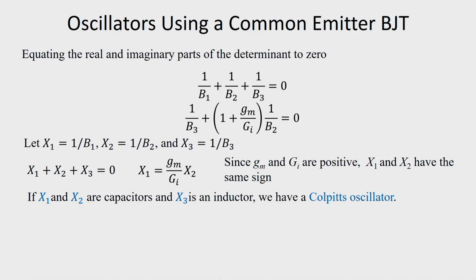Now, if we choose x1 and x2 to be capacitors, in that case x3 has to be an inductor, because x1 and x2 have the same sign and x3 must have a sign opposite to x1 and x2. And this particular configuration, when x1 and x2 are capacitors and x3 is an inductor, is called the Colpitts oscillator.